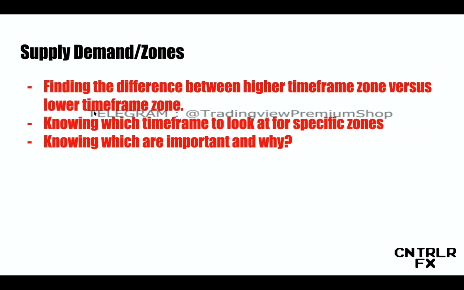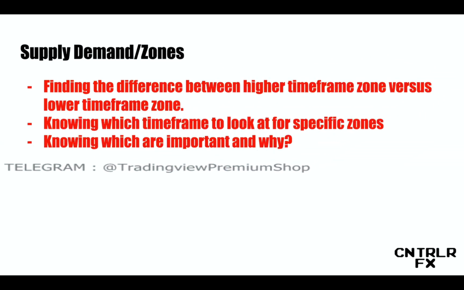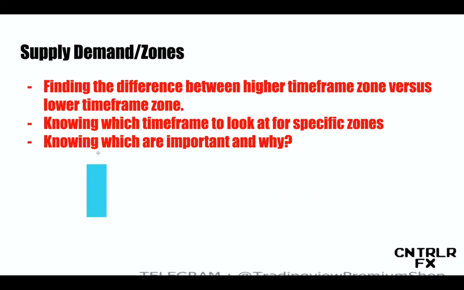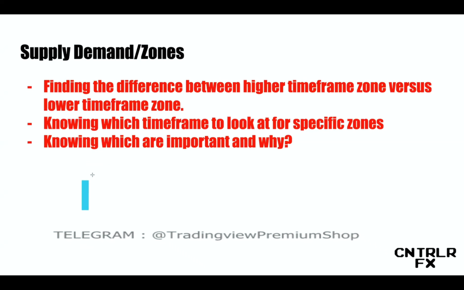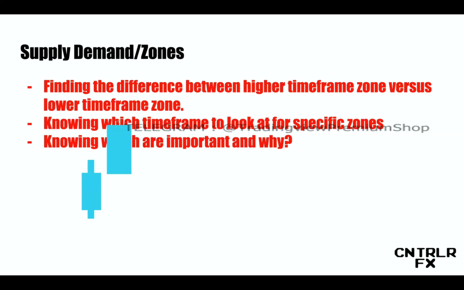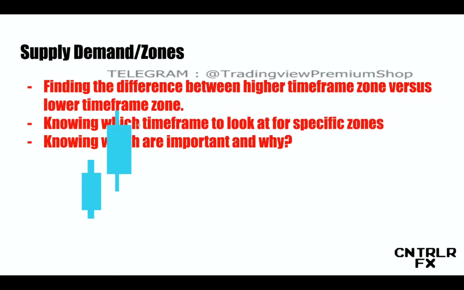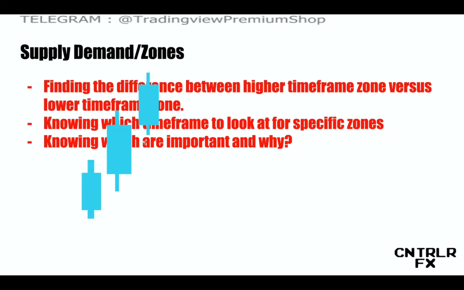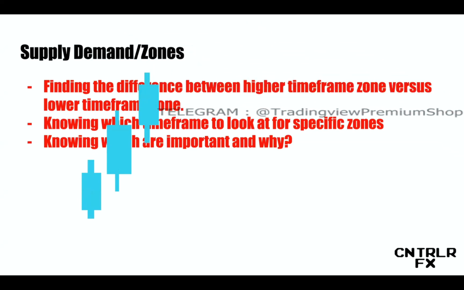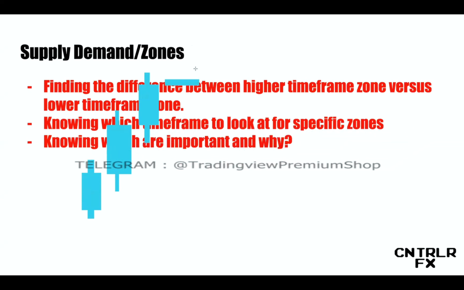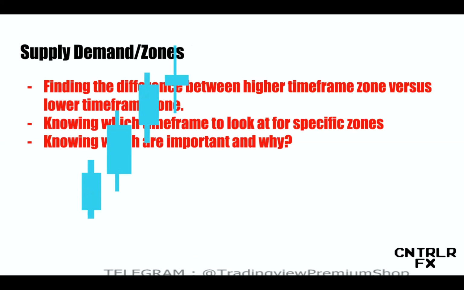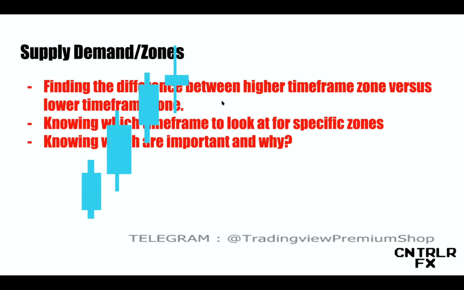So, finding the difference between high time frame and low time frame zones. Pretty much, say you have a zone like this. Say you have some bullish move, bullish move, bullish move, and then you have resistance being made here. Then you have a bearish candle coming down.